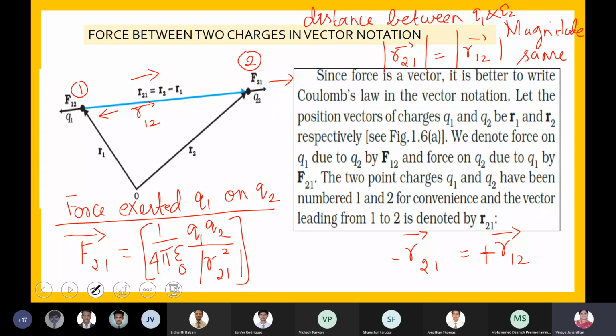Then what is the unit vector along this direction? Which direction? Boys, the unit vector along the direction 1 to 2. So that is R21 cap. Are you clear, boys? Yes, ma'am. Okay, write this. Force exerted by Q2 on Q1.